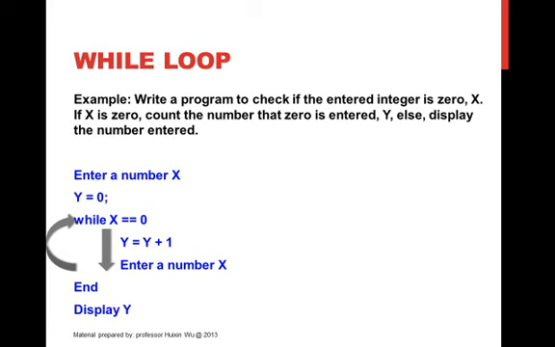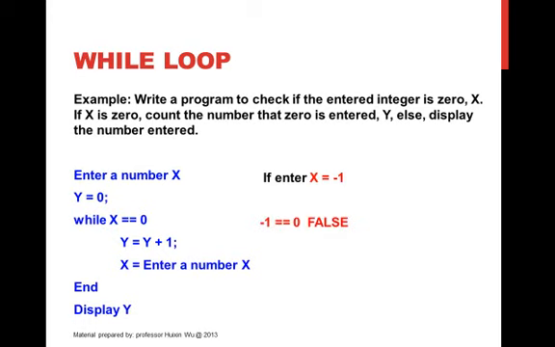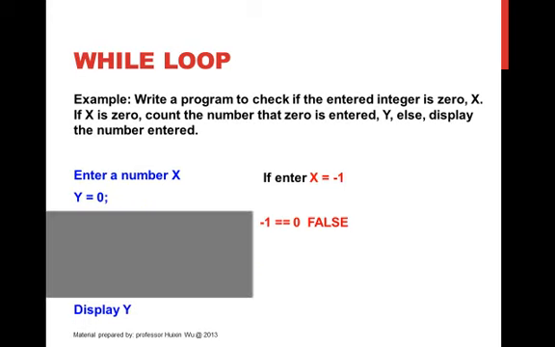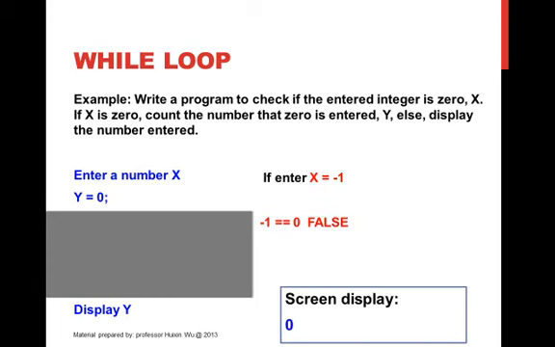If x is equal to -1, when the program checks the while statement, it will return false. If the statement is false, the program will skip all the lines within the while loop and move to the line after the while loop, which is display y. Since the value of y was originally set to 0, and it did not change in the program, then the screen display will be 0.